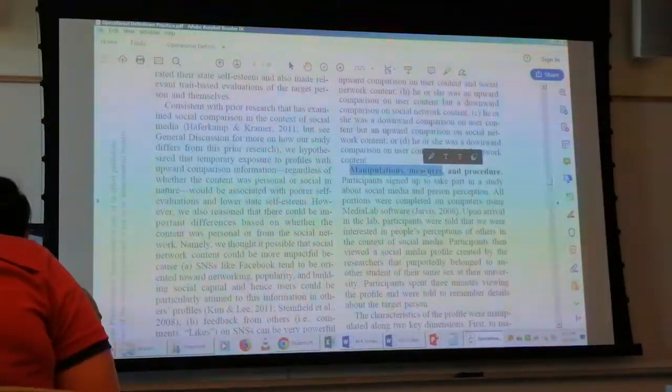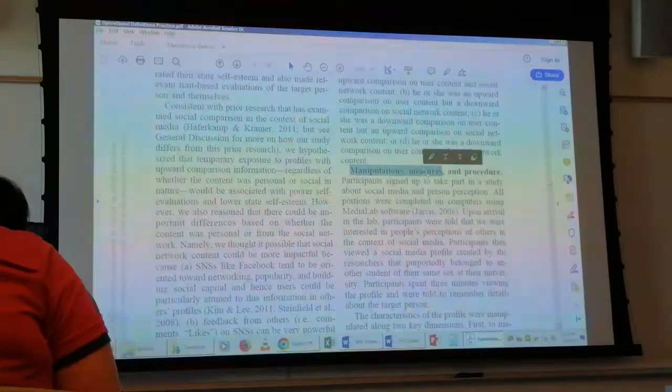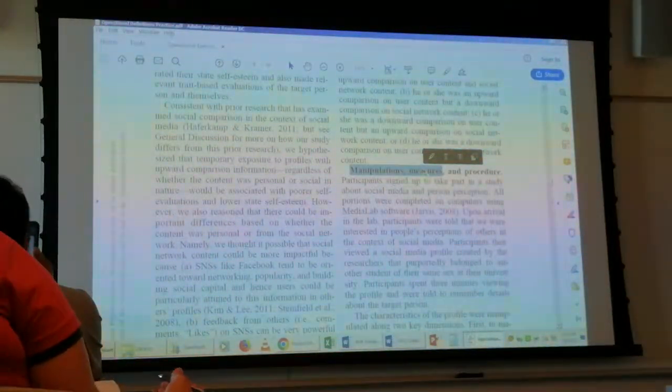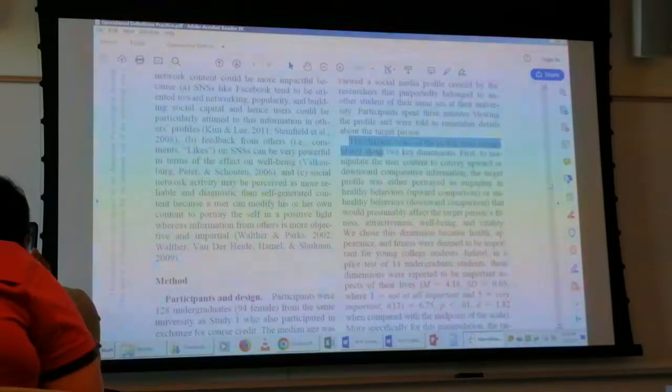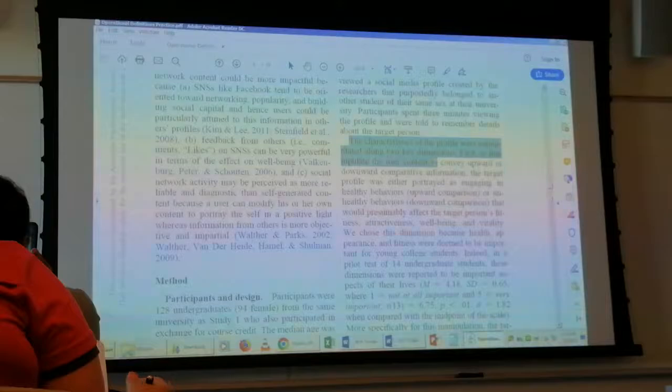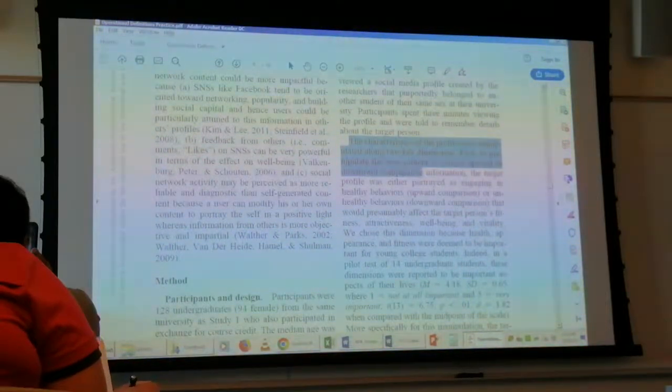What variable gets manipulated? The independent. Independent variable, right. So we're reading about the IV here. All right. So I'm jumping down to paragraph 2. The characteristics of the profile were manipulated along 2 key dimensions. First, to manipulate the user content to convey upward or downward comparative information, right? That's what they are doing with upward and downward social comparisons.